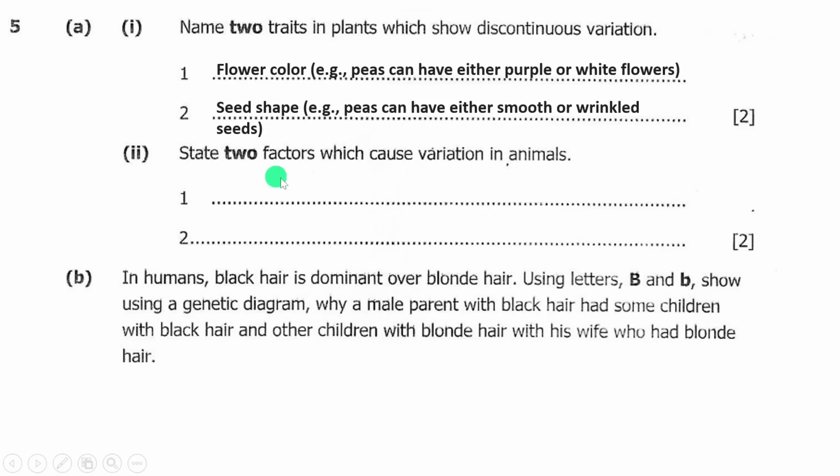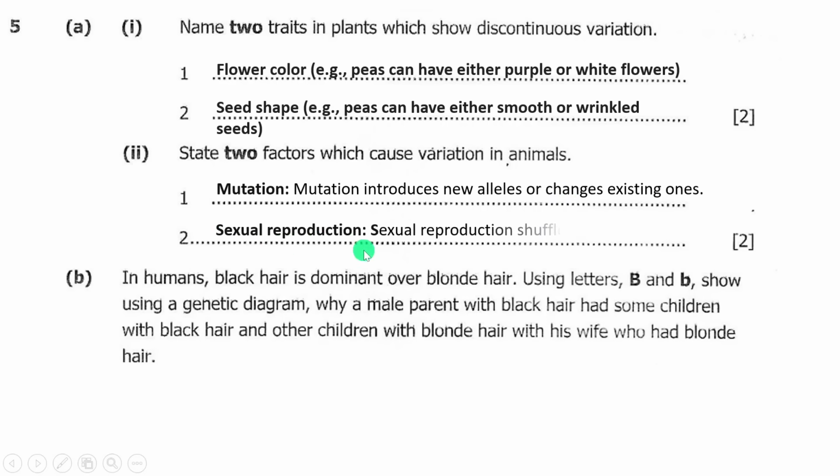Then part 2 says state 2 factors which cause variation in animals. So factor number 1 is mutation. So we're saying mutation introduces new alleles or changes existing ones. Then factor 2 here we are saying sexual reproduction. Sexual reproduction shuffles and combines alleles from both the parents.